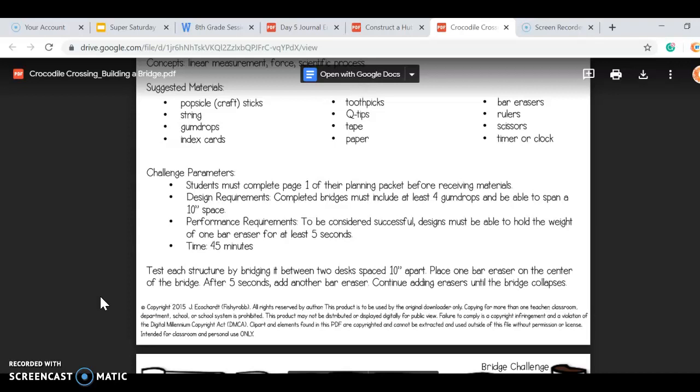They can test each structure. So once they have their bridge in place between 2 discs at the specified measurements apart from each other, they can place 1 bar eraser on the center of the bridge. After 5 seconds, place another and another until the bridge collapses. So hopefully their bridge can withstand some pretty heavy weights of the eraser.